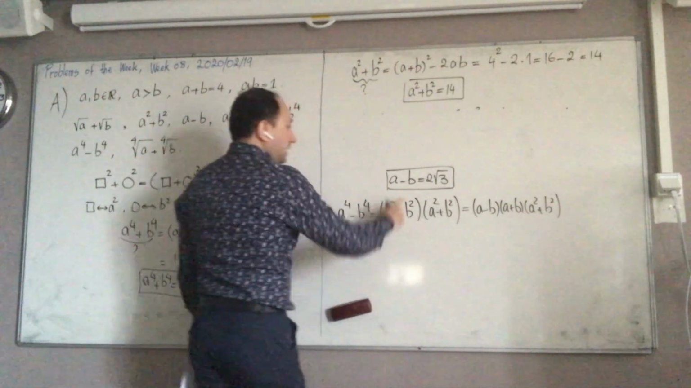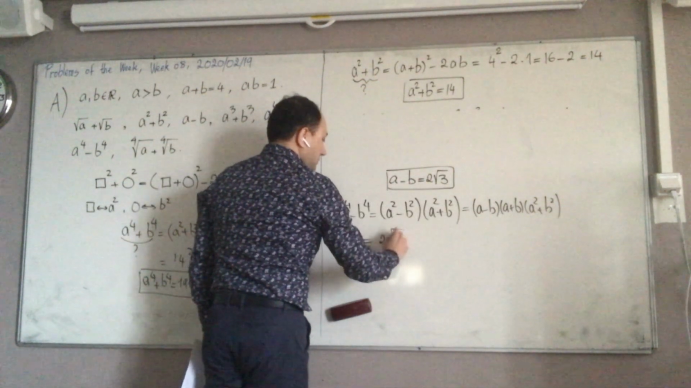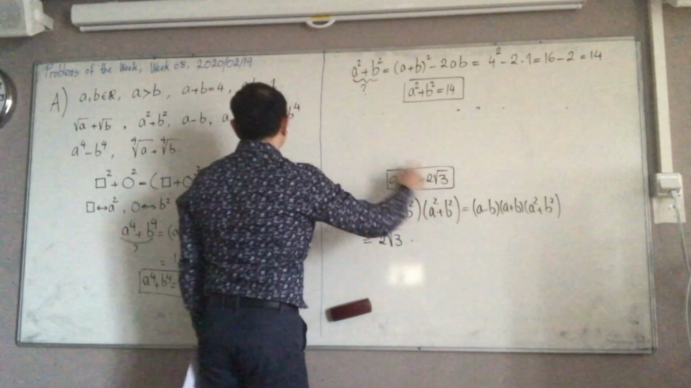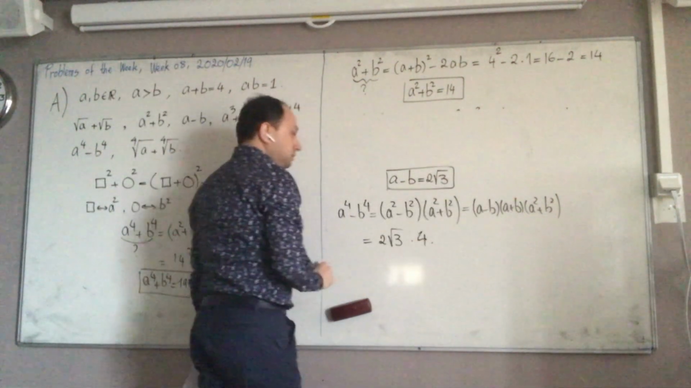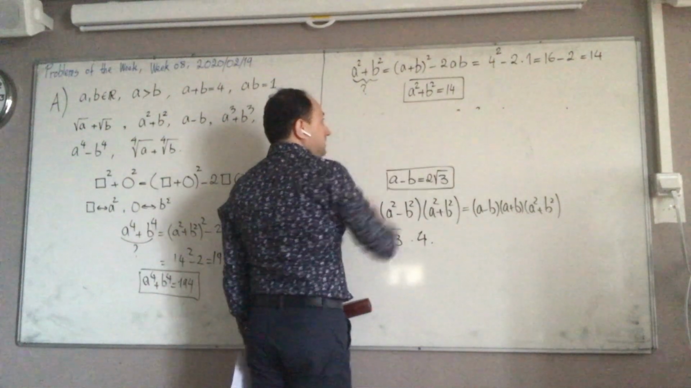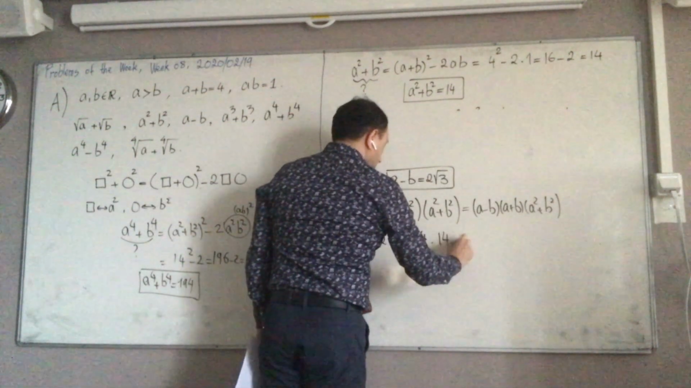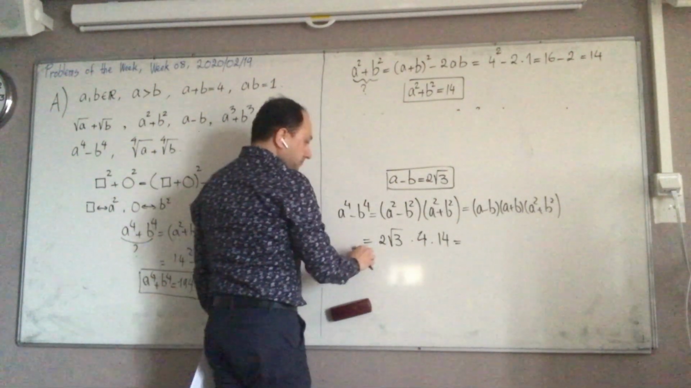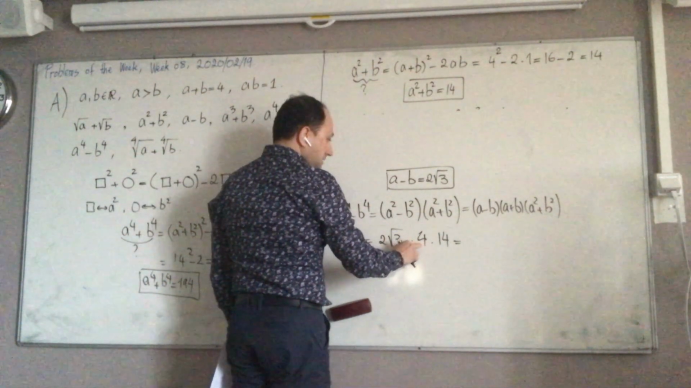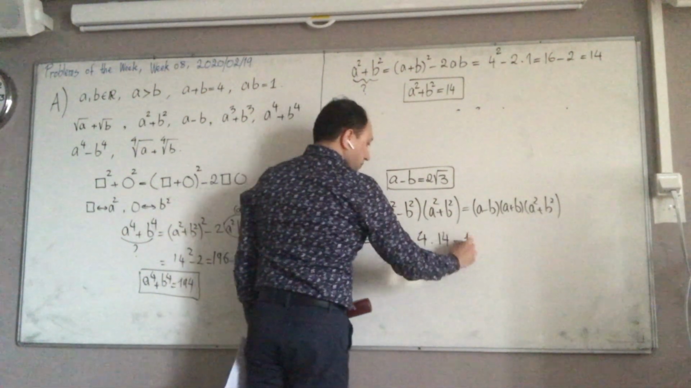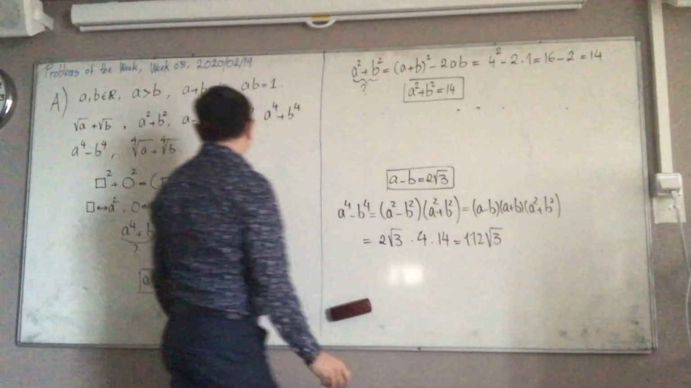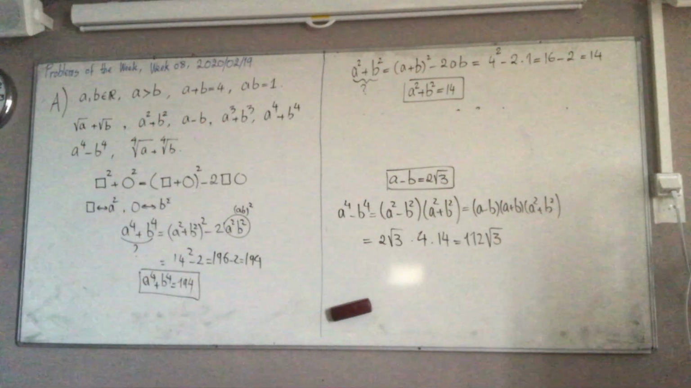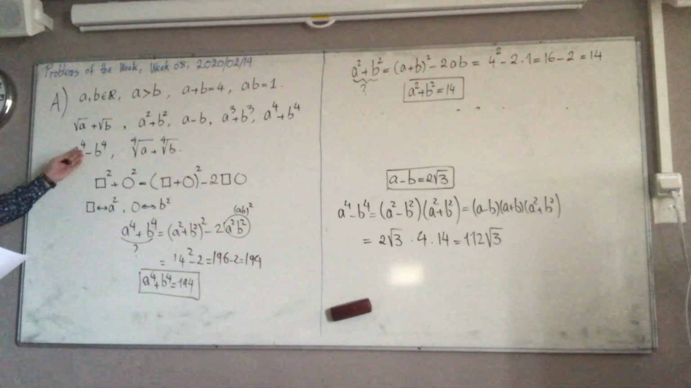a minus b I calculated to be 2 square root of 3, multiplied by a plus b, which was given from the beginning, which is 4. And then a squared plus b squared I calculated here. It's also 14. So what happens if I multiply them? So this is 8, and this is 112 square root of 3. So that is the answer to a to the 4 minus b to the 4.